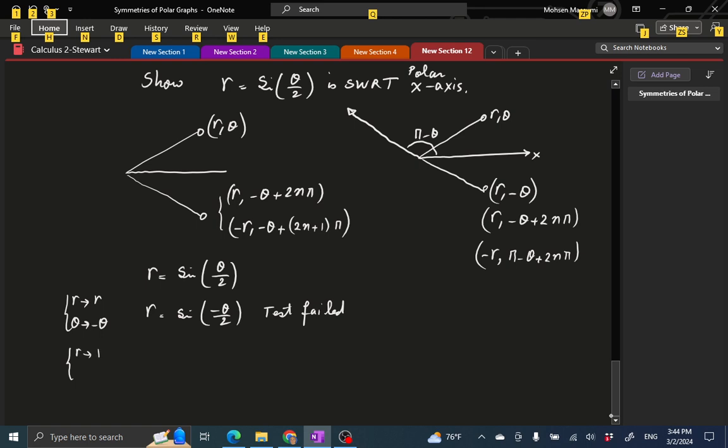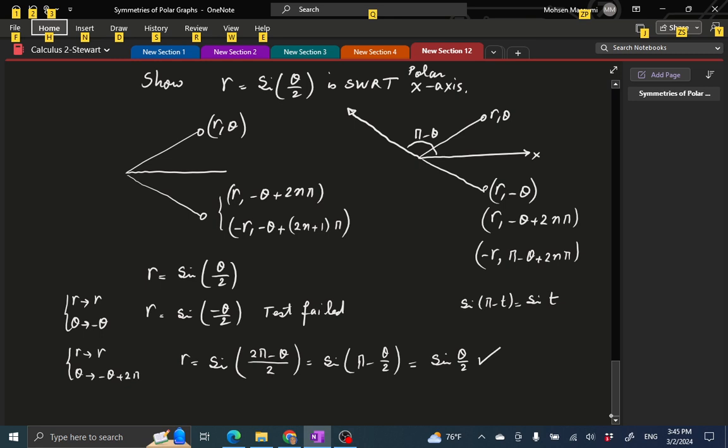Instead of r I put r. Instead of theta I put minus theta plus 2 pi. So what does my equation become? It becomes r is equal to sine of, instead of theta I have, 2 pi minus theta over 2. I simplify this: it is sine of pi minus theta over 2. Again, we remember the identity that sine of pi minus t is the same as sine of t. We need a good bit of trigonometry here. This actually does turn out to be sine of theta over 2.